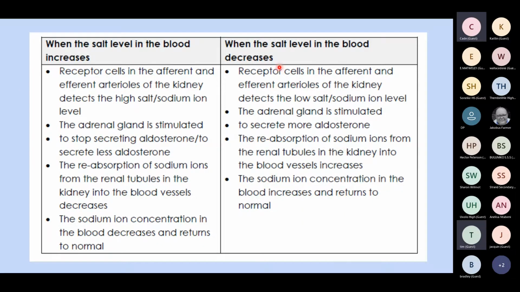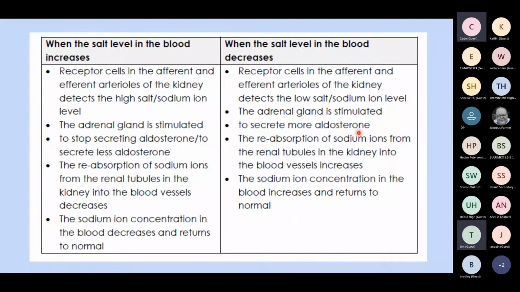So I ask myself, which gland is stimulated by this imbalance? Adrenal gland. Which hormone? Aldosterone. How much of this hormone? The adrenal gland will secrete more aldosterone. Again, grade 12, I'll repeat myself. Imbalance is talking about decrease, so the hormone will be more. What's the target organ? The kidney, specifically the renal tubules in the kidney.